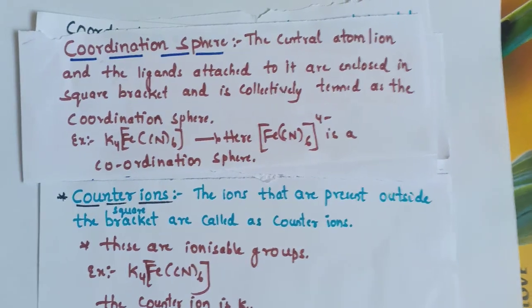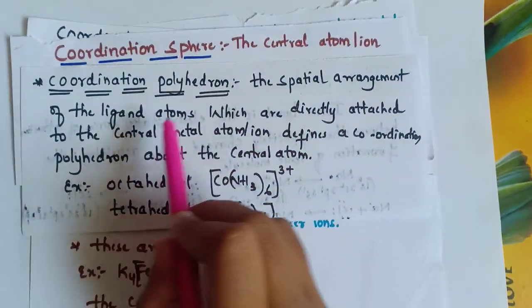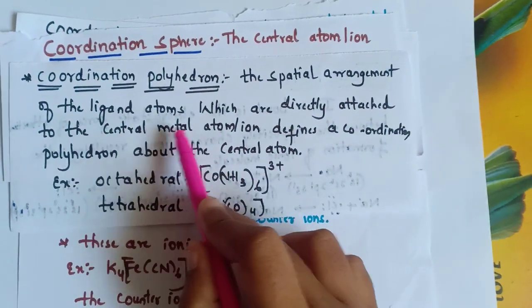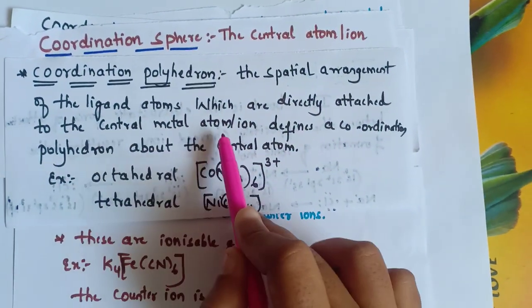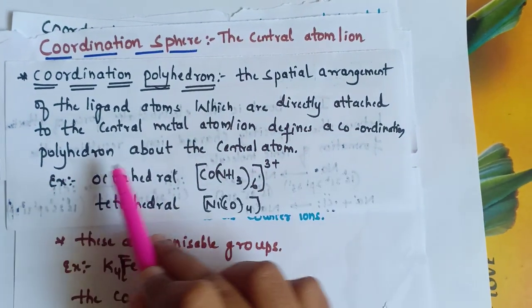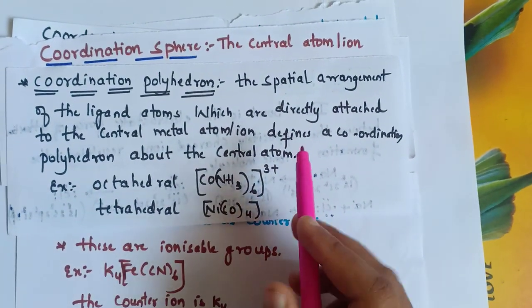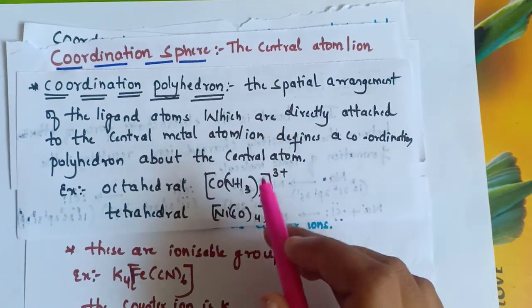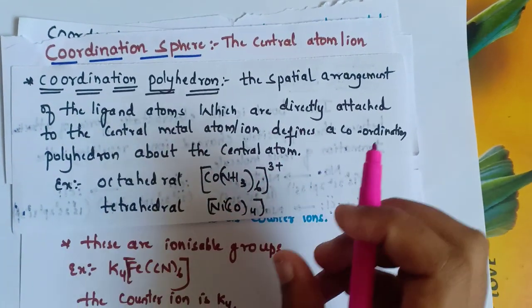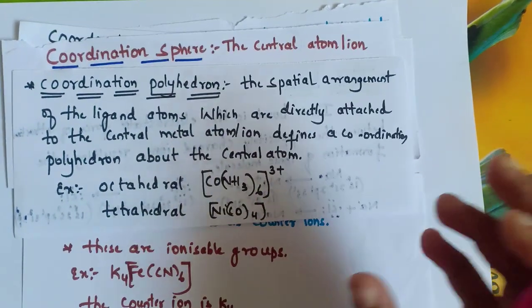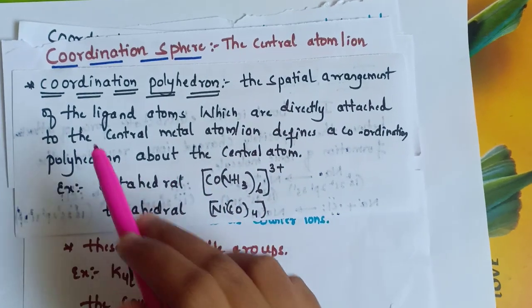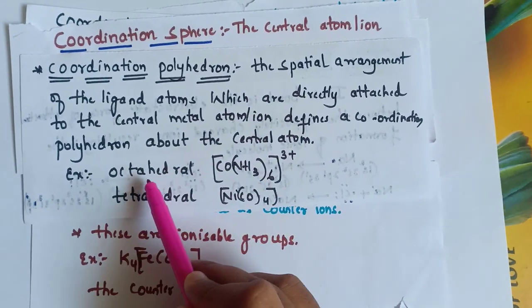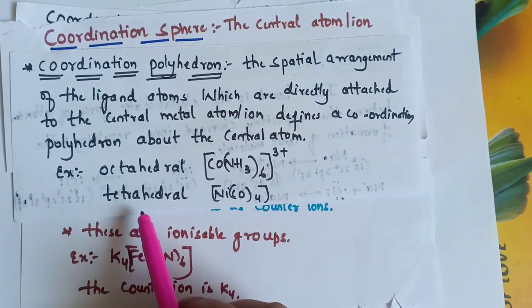And the coordination polyhedron. The spatial arrangement, that is the three-dimensional arrangement, of the ligand atoms which are directly attached to the central atom or ion defines a coordination polyhedron about the central atom. It gives a definite 3D geometry. You can see here [Co(NH3)6] has an octahedral geometry and [Ni(CO)4] has a tetrahedral geometry.